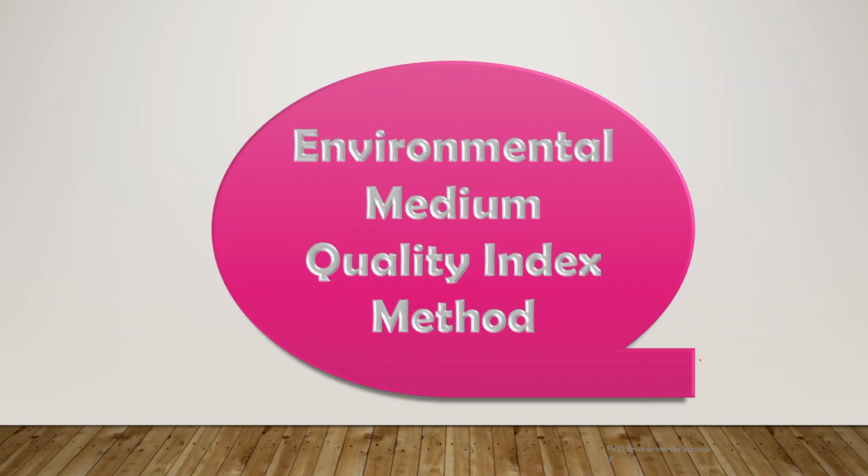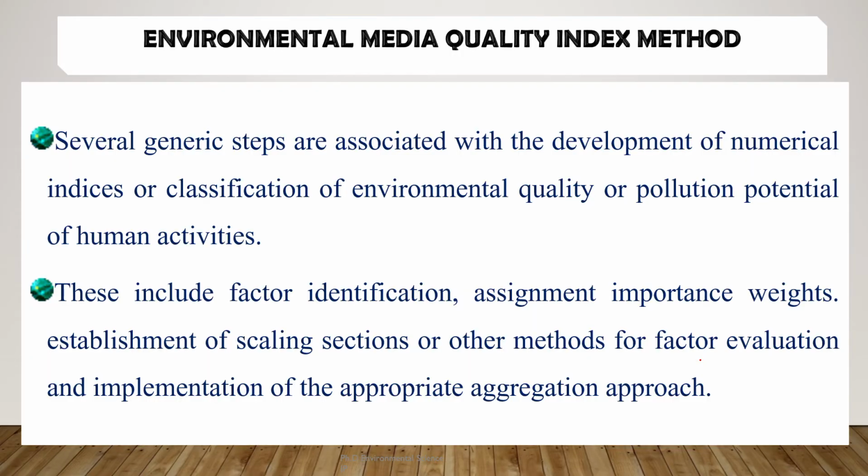Environmental Medium Quality Index method of EIA. This method is a systematic approach which is used to assess and classify the quality of the environment or the pollution potential of human activities. Now, this method involves several generic steps to develop numerical indices or classifications that represent environmental quality.